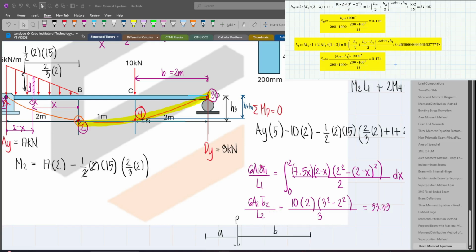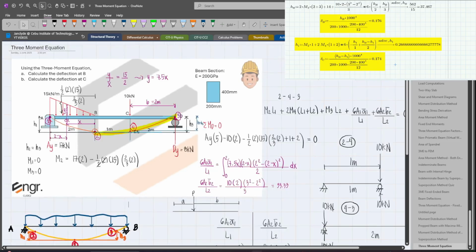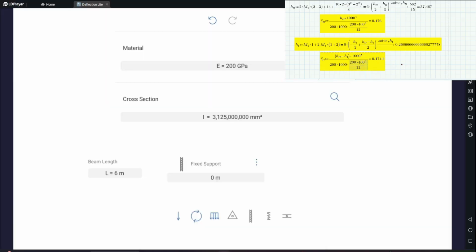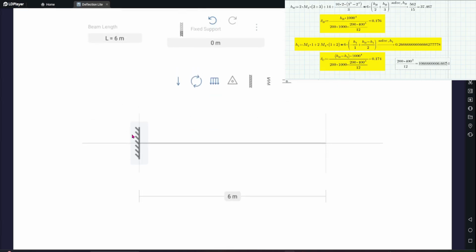Then, solve natin ulit yan mamaya, considering 0.143. Bale, first point, second point, third point. Pwede rin yan. So, calculate muna natin yung I. I is equal to 1.067 times 10 to the 9. Or in decimal form, ito yan. So, 1.086. Then, 0.667. E equals 200.